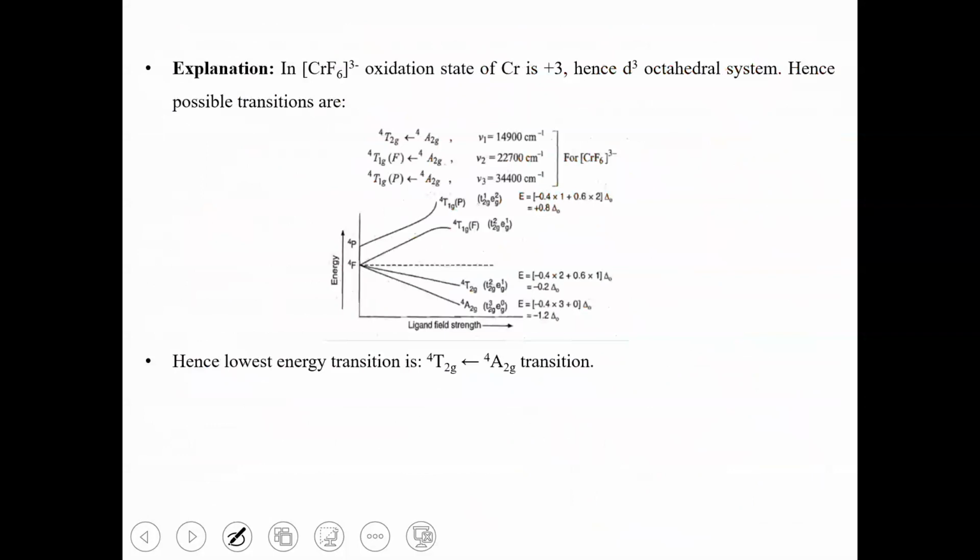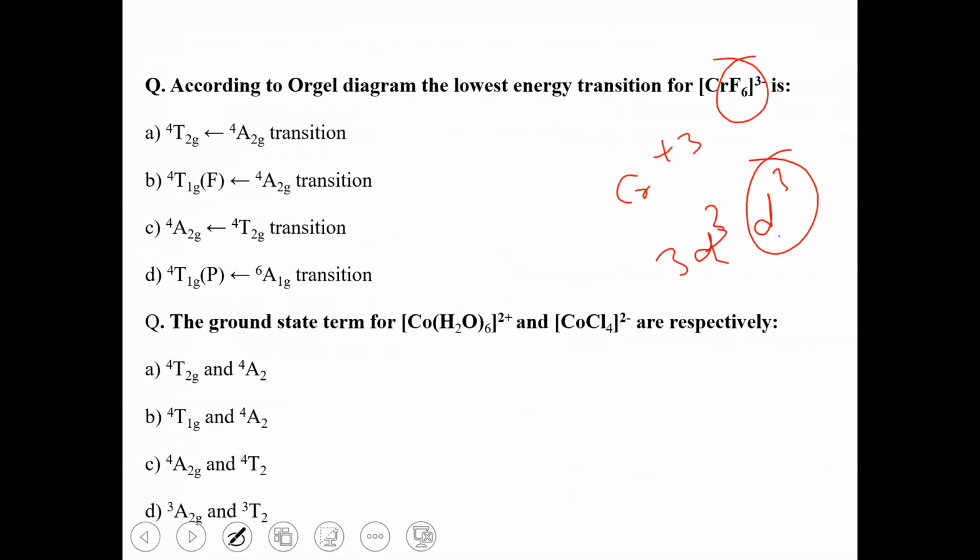So here is the explanation. Chromium is in plus 3 oxidation state, so the d3 octahedral system splitting will be like this. This transition will be the lowest energy transition, that is 4A2g to 4T2g.